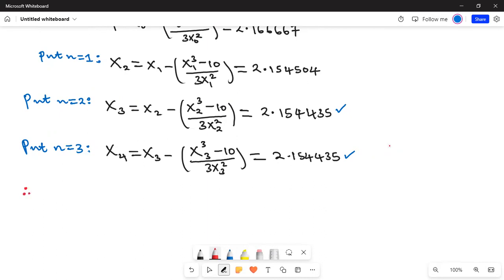That's the value of x. So therefore, x is equal to 2.154435. And what was x? Here, we said let x be the cube root of 10. So it means the cube root of 10 is approximately equal to 2.154435 by the Newton-Raphson method. Remember, this is correct to 6 decimal places.